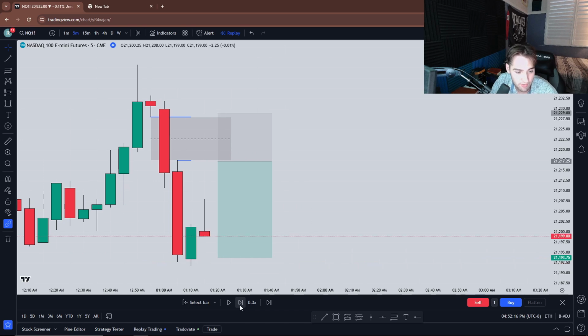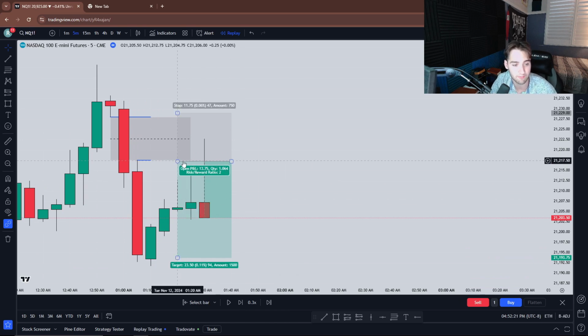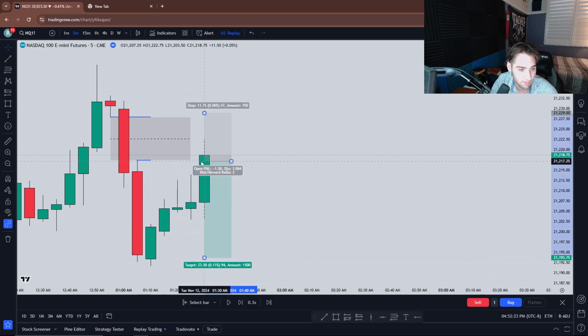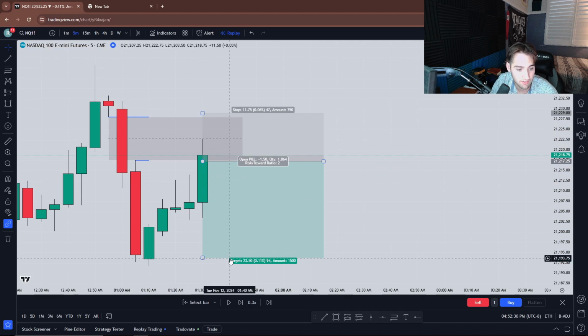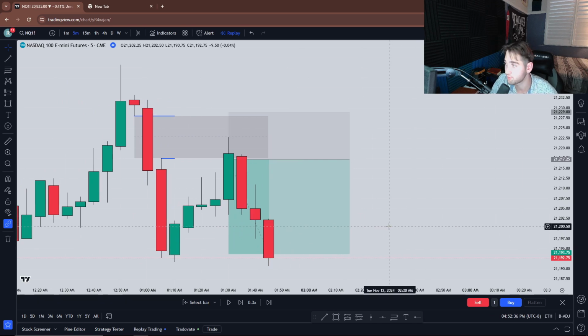As the market comes up, will it tap in? Boom, it tapped in right there. As you can see. Now, will we hit right here? Boom, we hit our target. As you can see, there's your trade. That is a fair value gap trade, guys, okay?